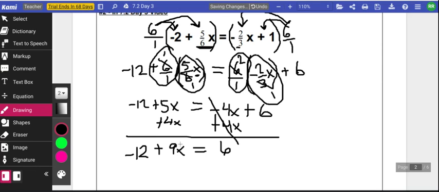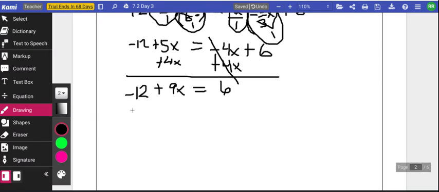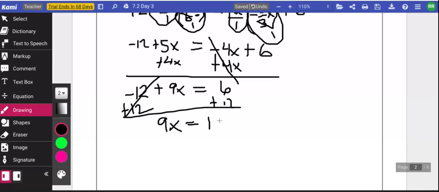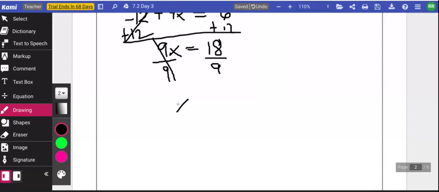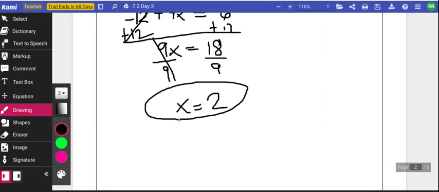Okay, now that my variable is on the left side, I'm going to get my numbers on the right side. So I'm going to add 12 to both sides. So those 12s cancel. I have 9x equal to 6 plus 12 is 18. Solve for x by dividing by the coefficient, which is 9. When I divide both sides by 9, x is equal to 18 divided by 9, which is 2. So x equals 2, circle final answer.